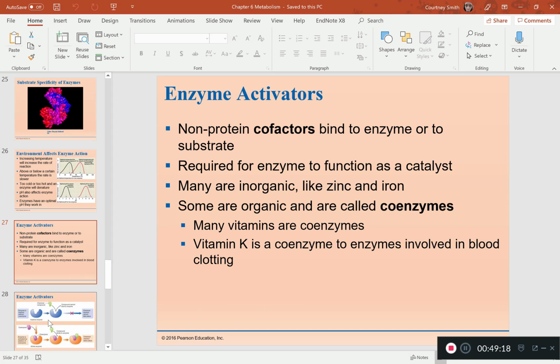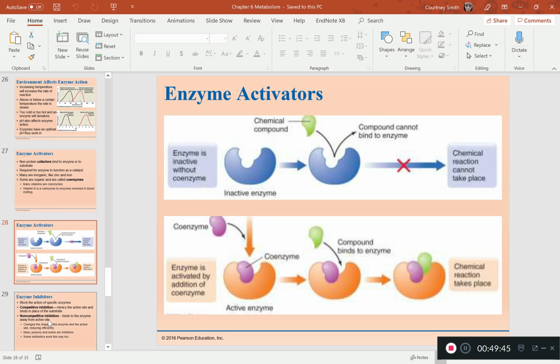With enzyme activators, they are non-proteins and they bind to the enzyme or they bind to the substrate. What will happen is that a lot of times, with them binding to the enzyme or the substrate, it allows the enzyme to know that it needs to do work. So let me just show you.